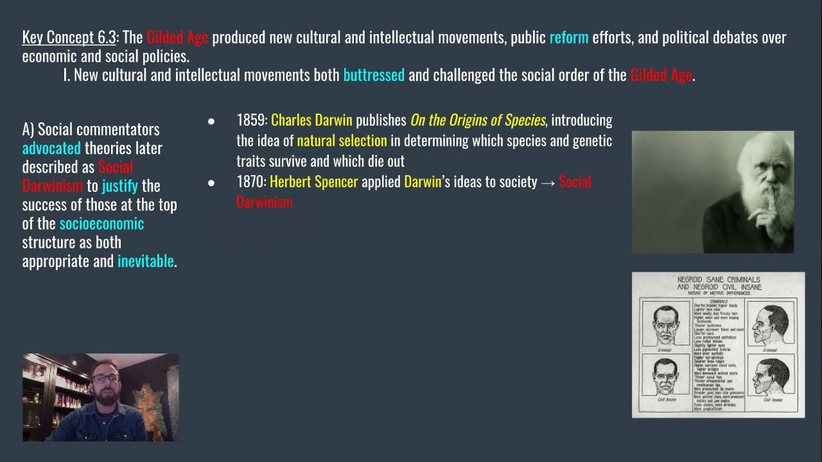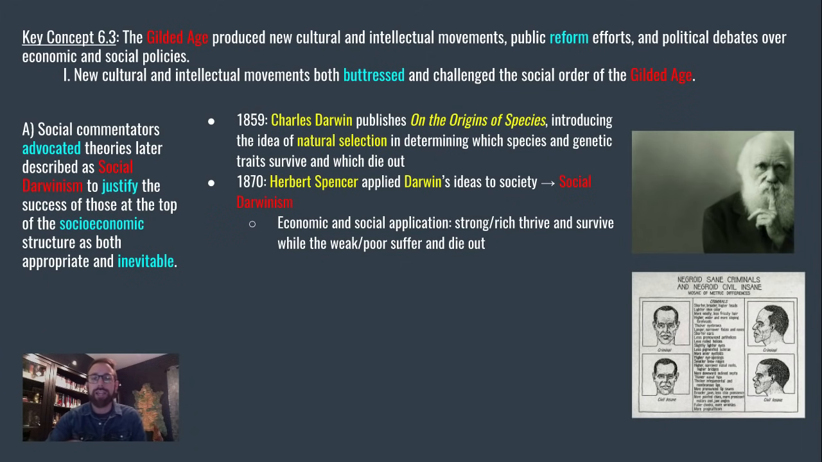Fast forward a few years, there was a guy named Herbert Spencer who applied it to society and called it social Darwinism. His thought was that if you take this idea and you apply it to society and the economy, the rich and the strong thrive and survive, while the weak and the poor suffer and die out. And what it essentially did is it justified the huge gap between the classes and the creation of classes within this sort of unfettered capitalism that was going on. Things were not regulated, and we saw an increasing divide between the very wealthy and the very poor.